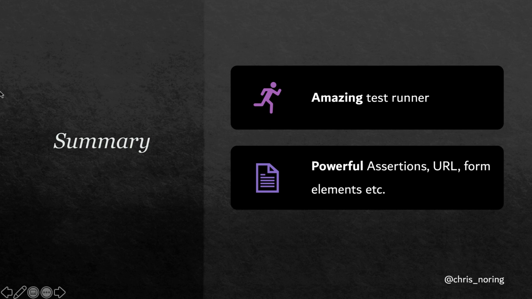Okay, let's try to summarize all our findings on Cypress. Cypress is really an amazing test runner. As you can see, it's quite easy to use. npm install cypress, you have it right there. Then we call cypress open, then we have our Cypress browser that's up and running. It's a really amazing test runner, and there are lots of powerful assertions that we could be using, for example, to assert the URL or the content of a form.